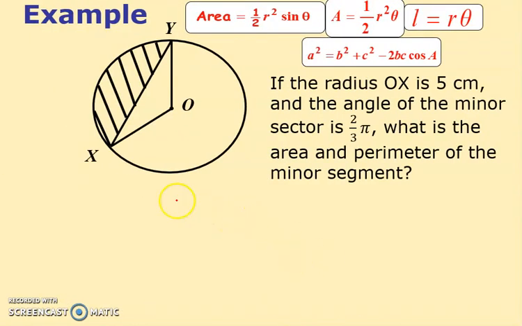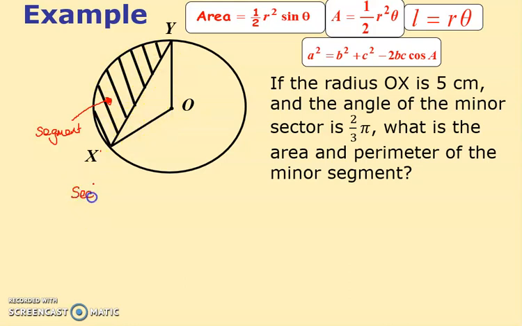Now this is often asked of us, and it involves using two rules. Sometimes we want what's called this segment. This part here, which is cut off by the chord xy, is called a segment. And we find it basically by doing all of this area, which is the sector, and we take away then the triangle. So let's start off with this.